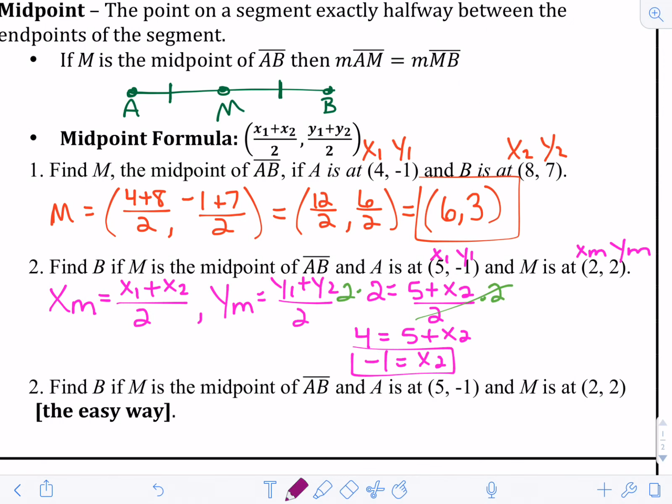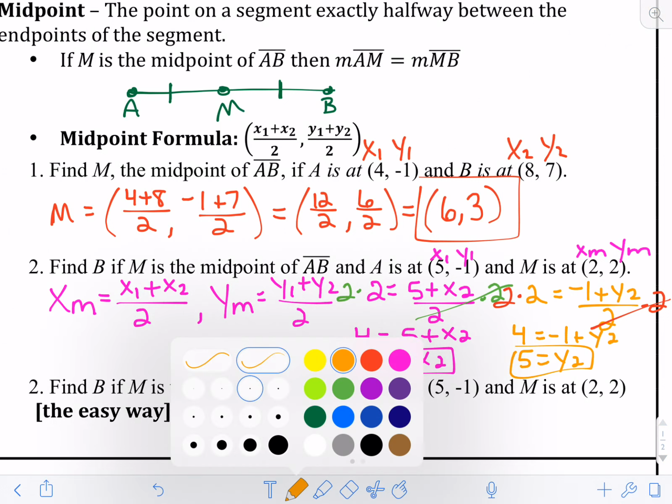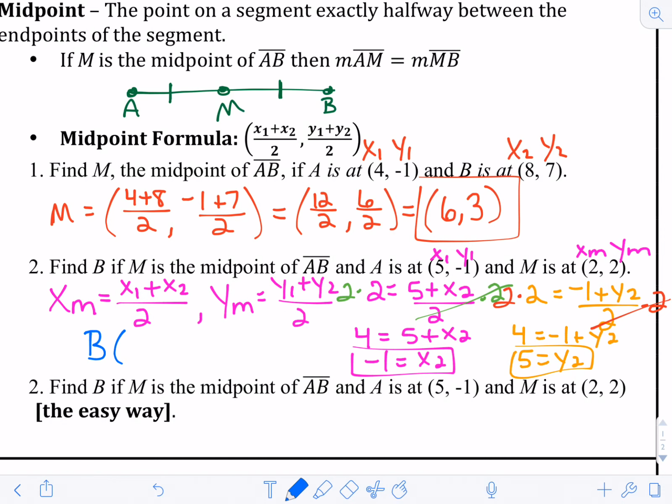Alright, now for the y's. I'll change colors here because it kind of starts blending together. Ym, so again that's 2, is equal to y1 plus y2, where y1 is negative 1, and I have to solve for the y value on that second point, divided by 2. Again, over here you multiply both sides by 2 because you want to get rid of that 2 in the denominator. 2 times 2 is 4, so you have 4 is equal to negative 1 plus y2. Add 1 to both sides. 4 plus 1 is 5, which is equal to y2. Okay, so the way that you write your final answer is B would be at (-1, 5).